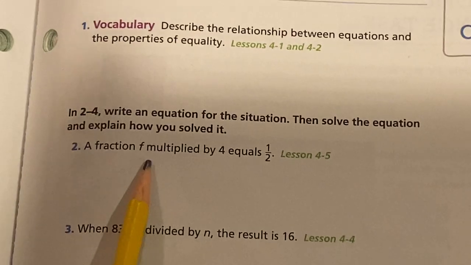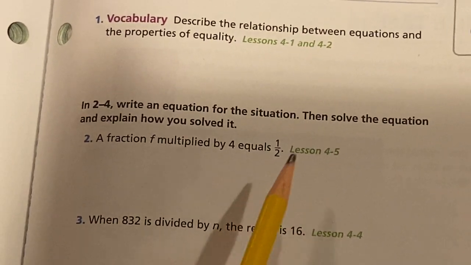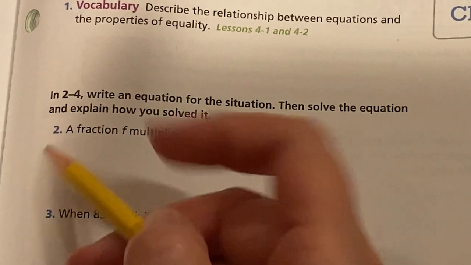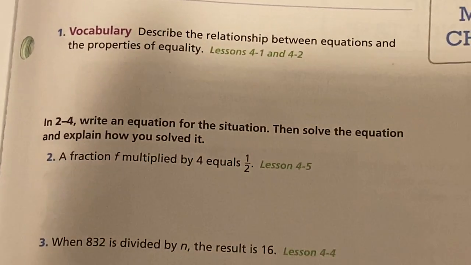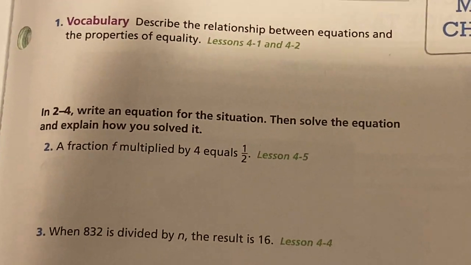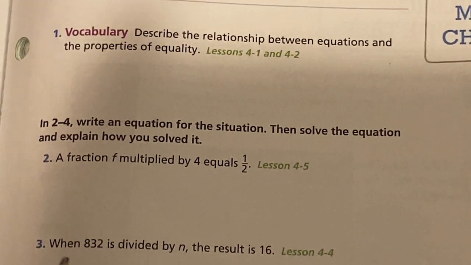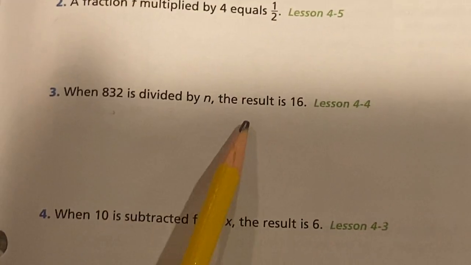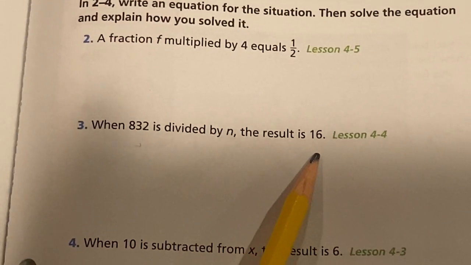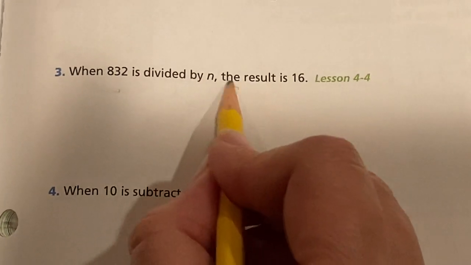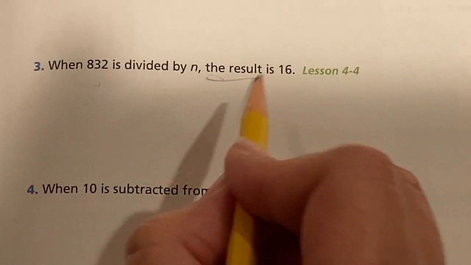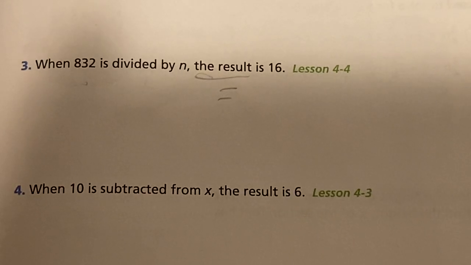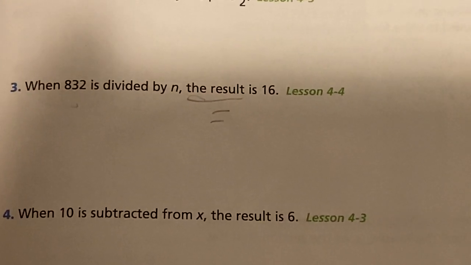A fraction f multiplied by 4 equals 1/2. So it's kind of like these are as if you wrote it out in words, and it's asking you to write it out just with the numbers as an equation. Same thing here. When 832 is divided by n, the result is 16. So the result, what symbol are you talking about there? Equals. The result is, another way to say that is equals.